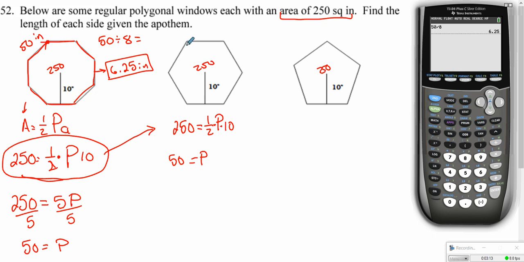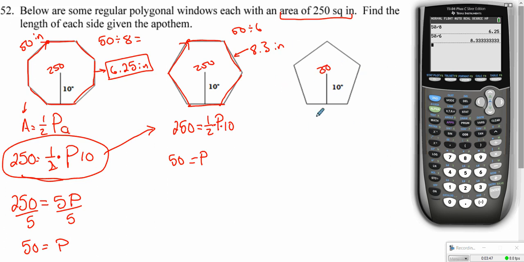Now the difference, though, is the length of the side. This time it's still 50 inches all the way around, but there are not 8 sides, there are 6 sides. So I'm going to take 50 divided by 6 to find one side. 50 divided by 6, I get 8.3 repeating. So one of these sides is approximately 8.3 inches.